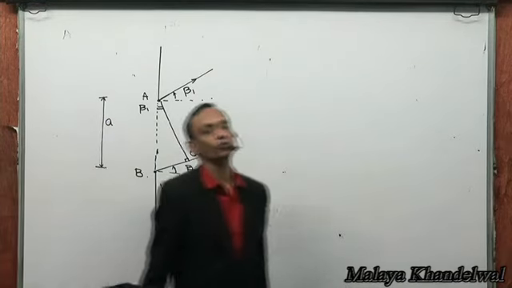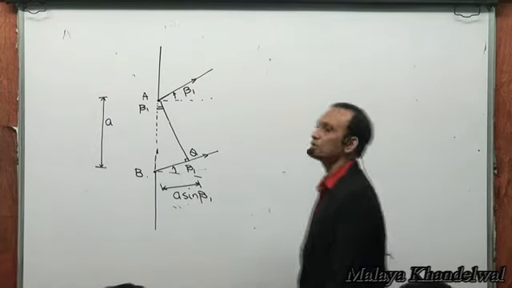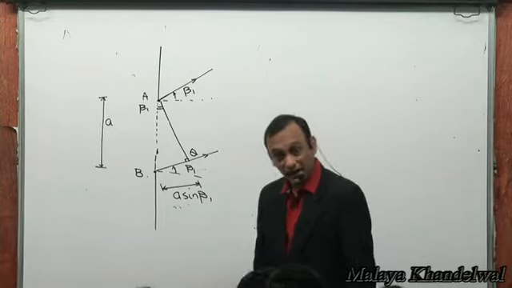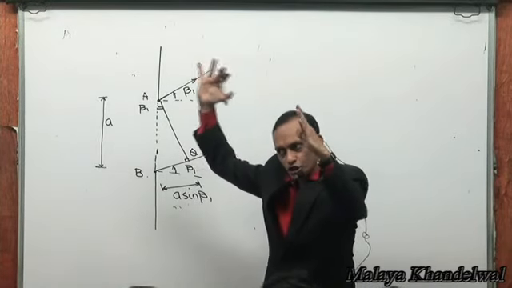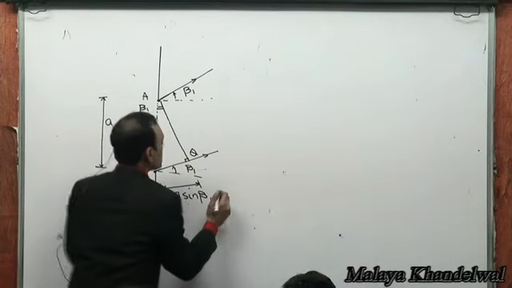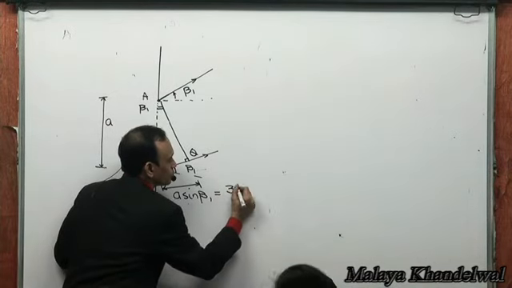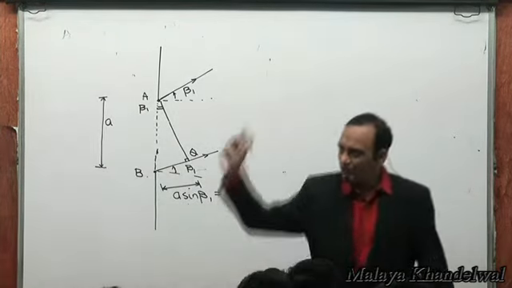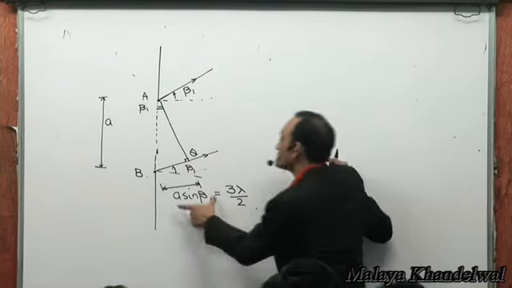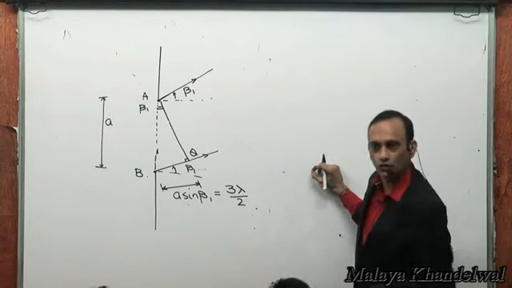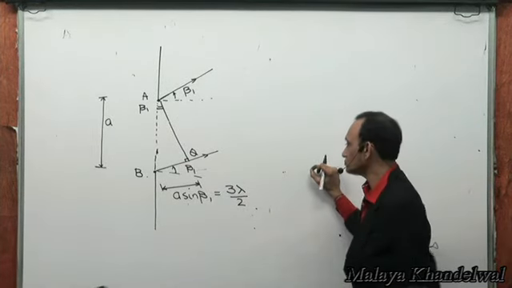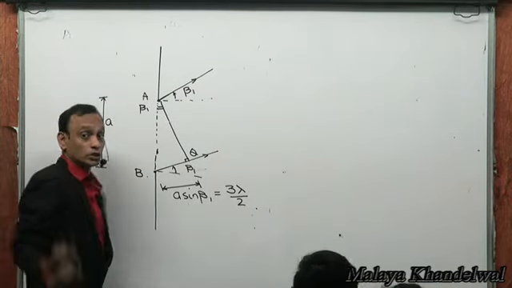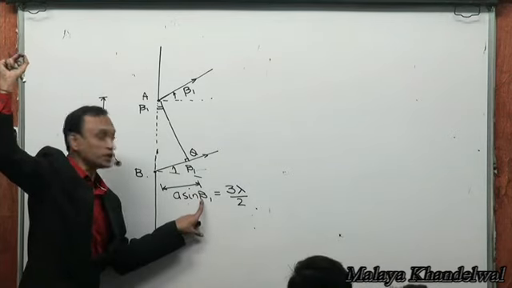Right? Now, I select beta 1 in a very special manner. I select a beta 1 on the screen in a manner, say where A sine beta 1 is 3 lambda by 2. Okay. Let me select theta equal to beta 1 on the screen, such that A sine beta 1 is 3 lambda by 2. That's a fixed point on the screen. For theta equal to beta 1.